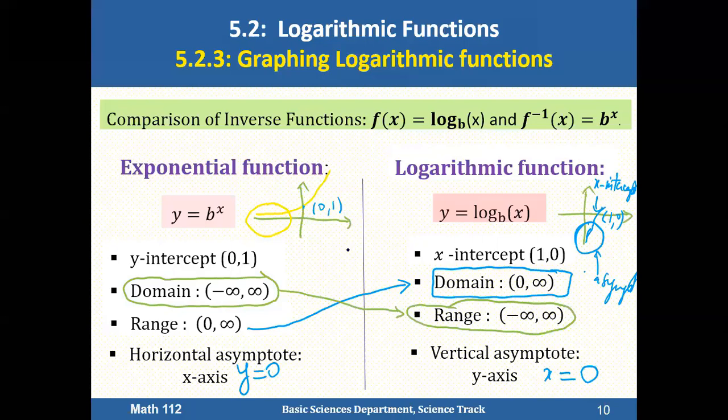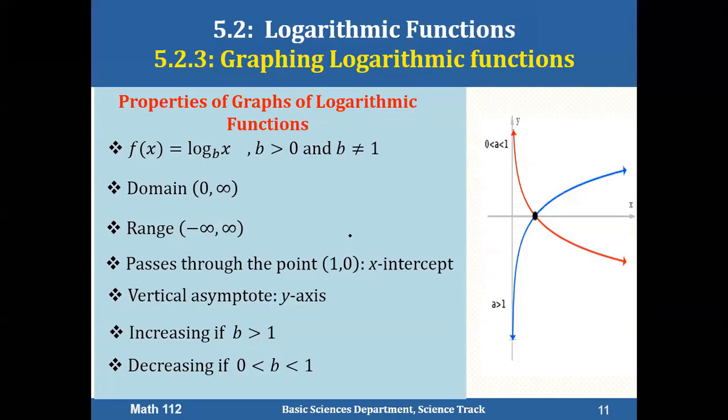بالرسم. ايه الحين نشوف الرسم. إذا هذا الرسم. إذا بالأزرق لما تكون البيس أكبر من 1. قلنا شوفوا هنا الاسمبتوت x equals 0. هذا الاكس intercept 1 0 and it is defined on 0 to infinity إذا only في ال right side.